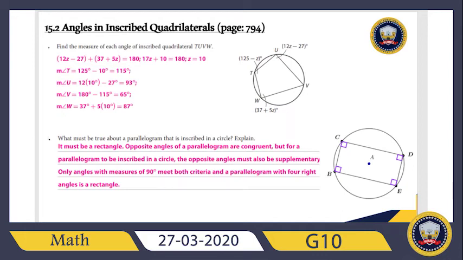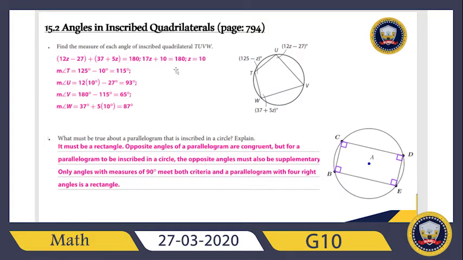let's take two other examples. Find the measure of each angle of inscribed quadrilateral TUVW. We do the same. So using the theorem, we set that the measure of U plus the measure of W equals 180. So 12Z minus 27 plus 37 plus 5Z is 180. I simplify my equation. Then this gives 17Z plus 10 equals 180, and Z is 10.